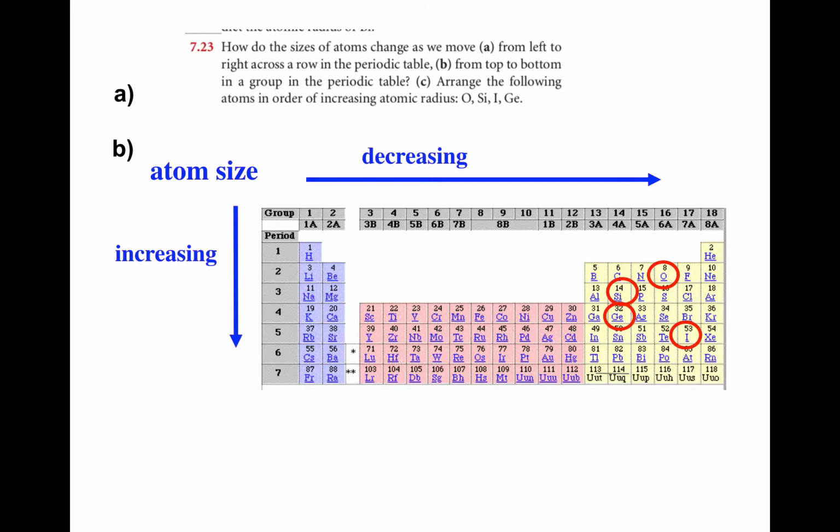C, arrange the following atoms in order of increasing atomic radius. All right, so oxygen is shifted over to the right, and it's highest up in a group, so it's going to be smaller than silicon, which is going to be smaller than germanium because it's farther up in a group, more towards the top in a group. Iodine is going to be the biggest because as you go down a group, even though it's shifted more across in the period, you get a more dramatic increase in size because you're adding an energy level. So increasing, going from oxygen over to iodine.